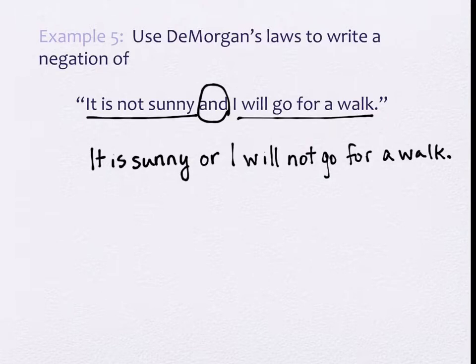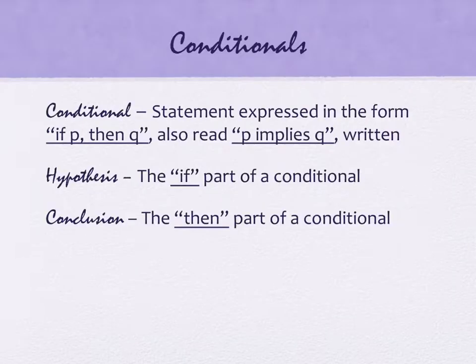There is one more type of compound statement. And that type of compound statement is called a conditional. So a conditional statement is a statement that says if then. If this happens, then this happens. Sometimes, because of the symbols we use, we'll read it as P implies Q. Another way to read it. The hypothesis is the if part. If this happens, the conclusion is the then part. Then whatever comes next.